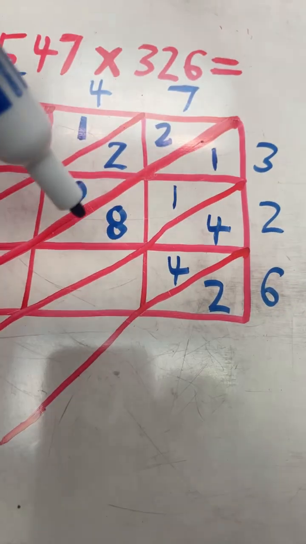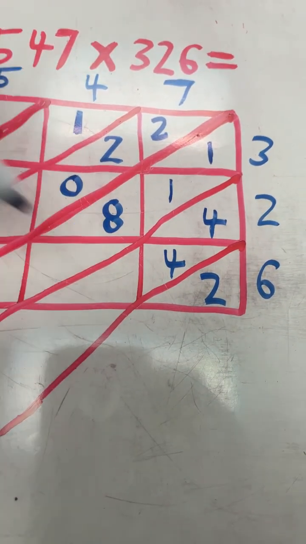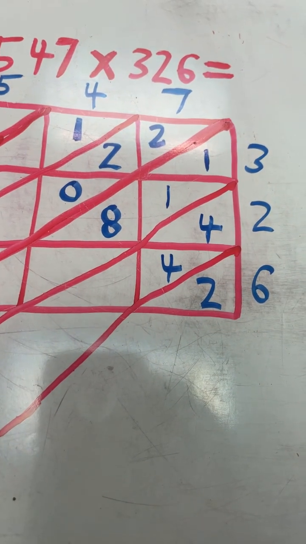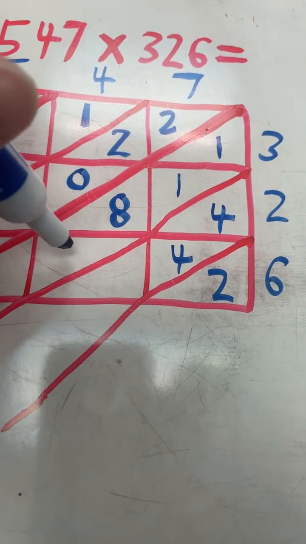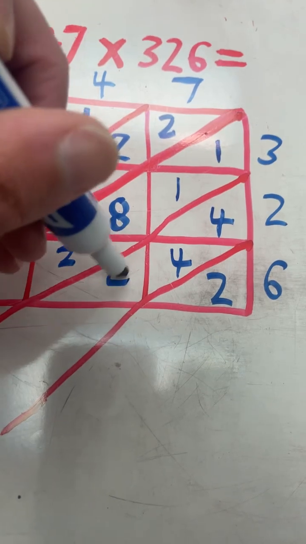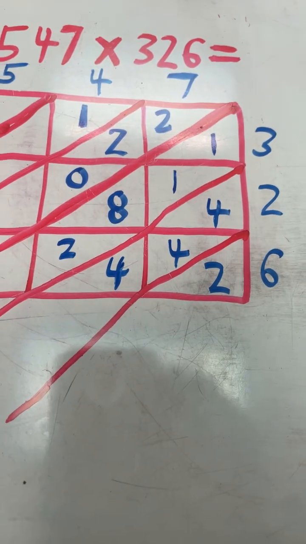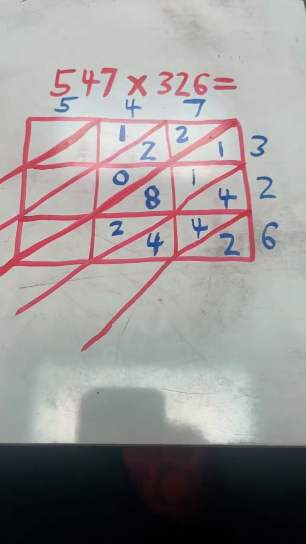4 times 6, the answer to 4 times 6 is going to go in this square. 4 times 6 equals 24, so we're putting a 2 in the first triangle and a 4 in the second triangle. Final set of squares here.